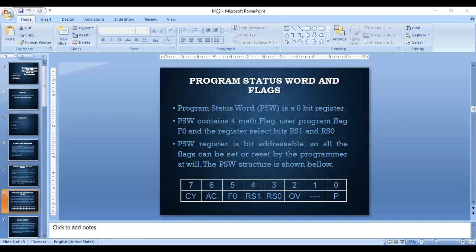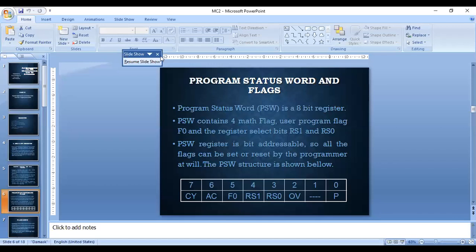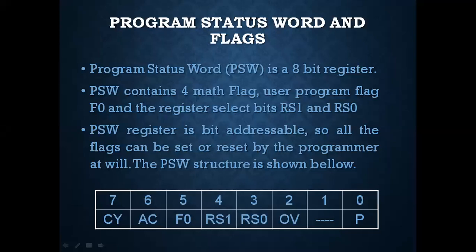So we will come to the program status word. Whenever the program is executing inside the 8051 microcontroller, this register delivers some information to the user about the outcome of the program, some indications. What are the indications? We'll discuss. The program status word contains these 8 bits. What are the 8 bits?